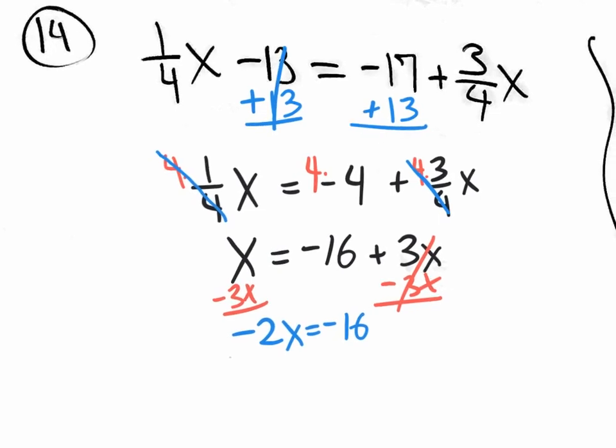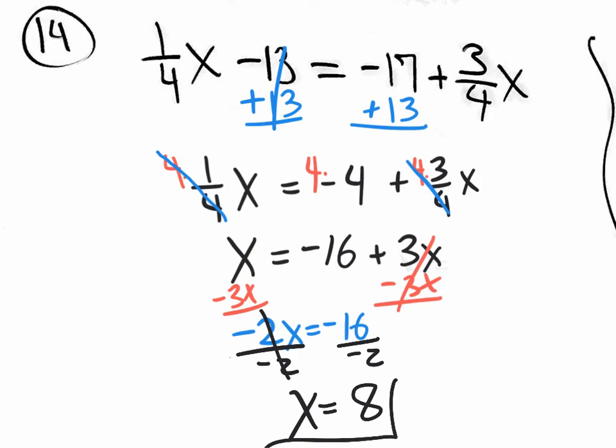I'm almost done. All I need to do is divide by negative 2. Divide by negative 2. That'll cancel. X equals a negative divided by a negative is a positive. So x equals 8. Last question.